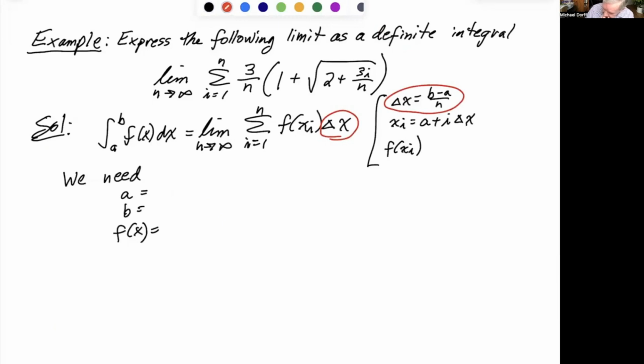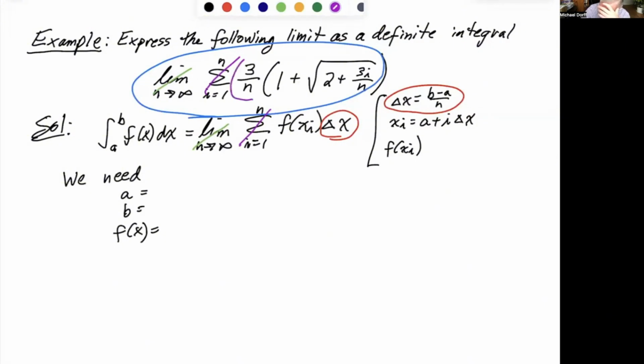And so I'm going to look at my original limit, the one here in blue, that I'm circling in blue. What represents delta x? Well, I'm going to cross things out because the green things are the same. These purple things are the same. So I'm really left with just two things there in the original limit of the Riemann sums. I'm left with the 3 over n, and then the big parentheses with the 1 plus the square root of 2 plus 3i over n. So one of those is going to be delta x, and one's going to be f of x sub i.